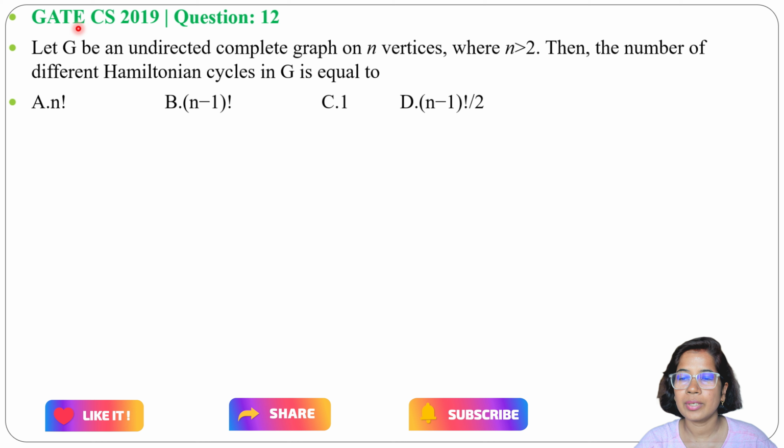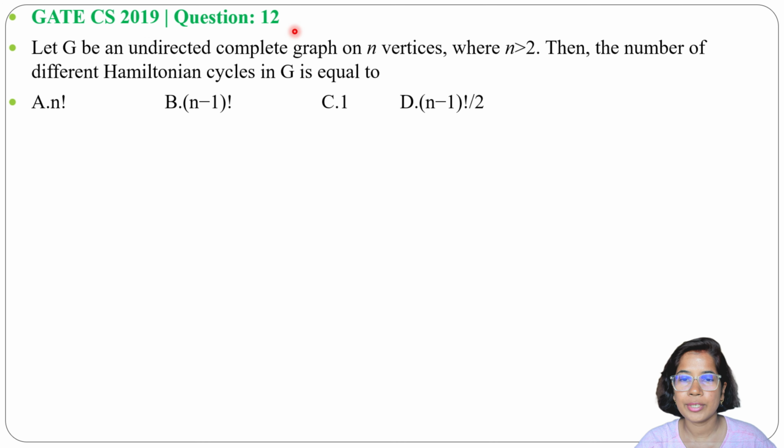Let's solve one previous question of graph theory. This question was asked in GATE CS 2019, question number 12. Let G be an undirected complete graph on n vertices where n is greater than 2. Then the number of different Hamilton cycles in G is equal to, and 4 options are given.